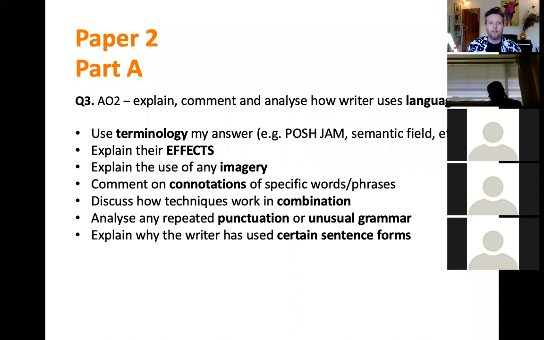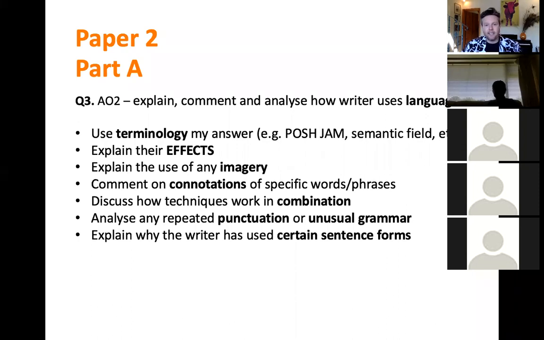Question 3, again, is an AO2 question. You've got to explain, comment, and analyze, again, how the writer uses language. So similar to paper 1, you need your terminology, your posh jargon, semantic fields, and you use your effects. So it's very similar to the paper 1 skills that you need to implement. Discuss the connotations of words and phrases as well, particularly talking about, for instance, if there's lots of simple language or complex language, what does that say about the people and what they have to write about?